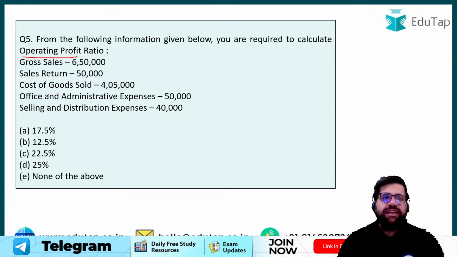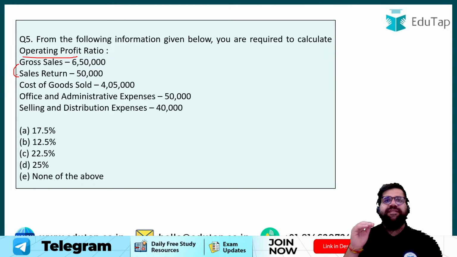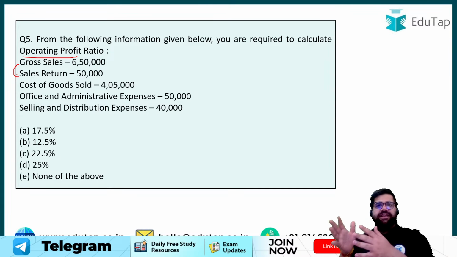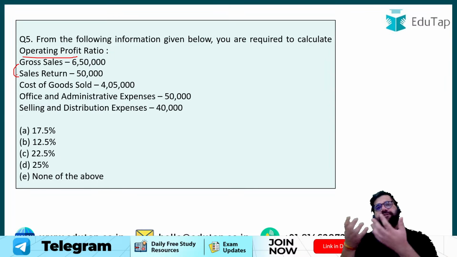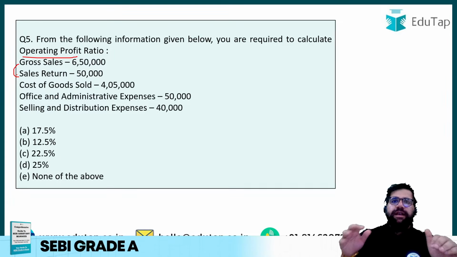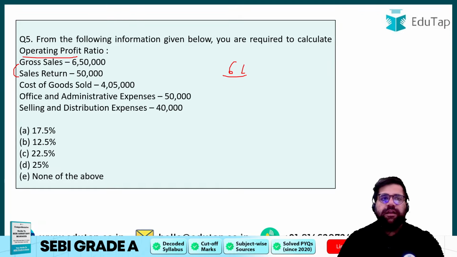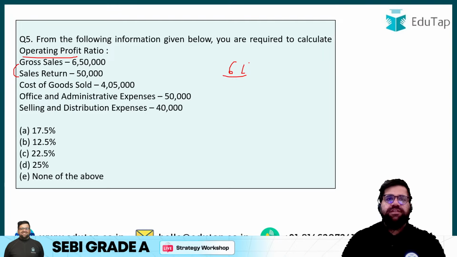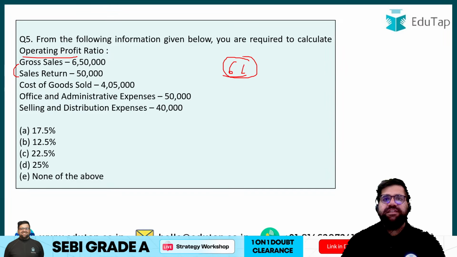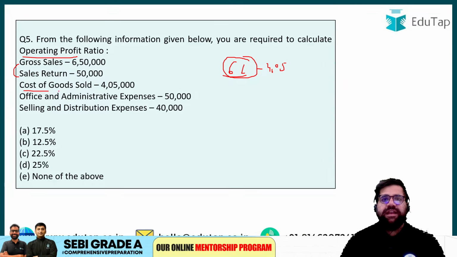Now, see, gross sales and sales return are given. So sales return we have to minus, because we have to take net sales, right? I have done a sale of 6,50,000, but out of that, 50,000 has been returned. So net sales will be 6 lakh only. This is my sales, minus 4 lakh 5,000, because your COGS this time is directly given to you.